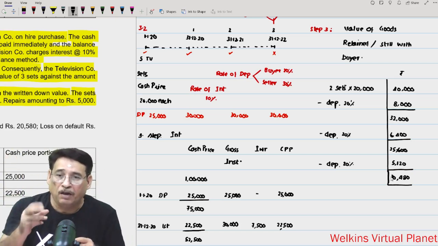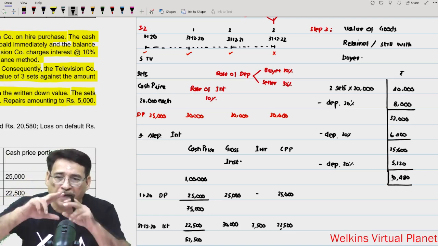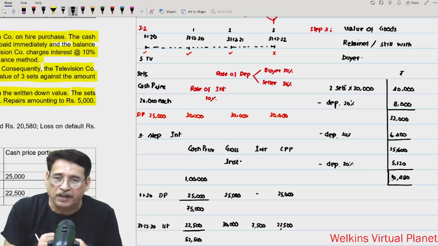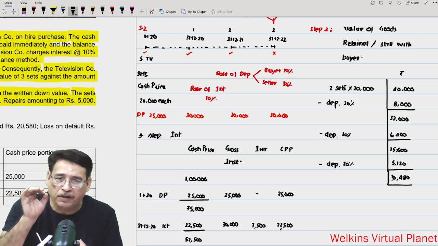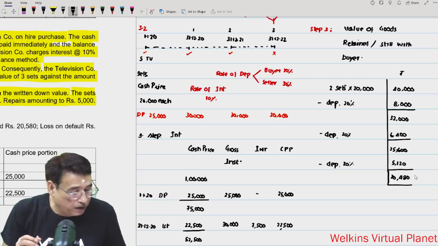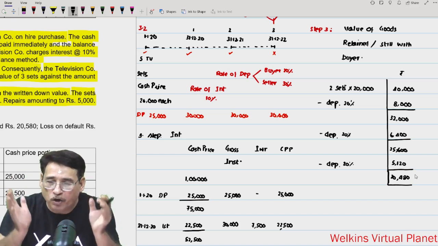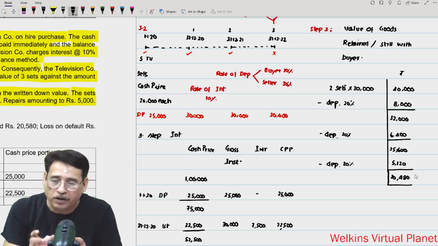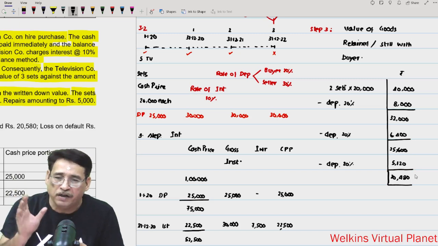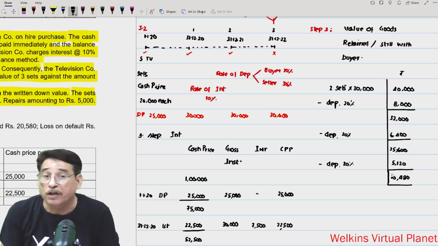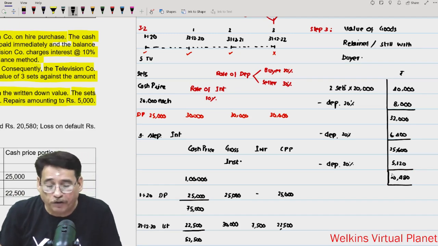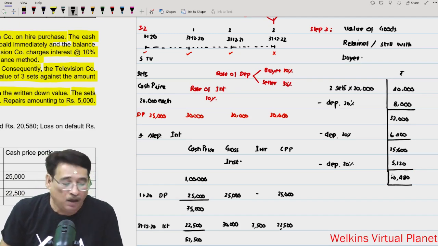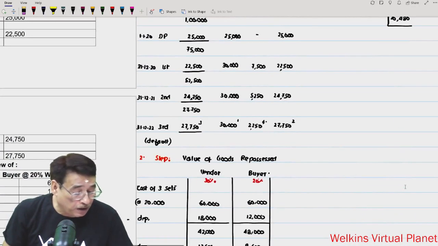2 sets. Now if there are 2 TV sets with you, when you are going to prepare the TV sets account, because the value of 2 sets at the end of the third year we have computed as 20,480, your closing balance should be equal to 20,480. Is it clear to you or not? So this will tell you the value of your TV set much in advance. Now we can go for preparation of the ledger account.